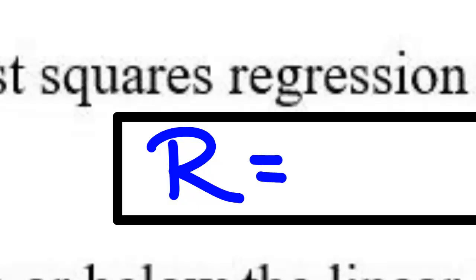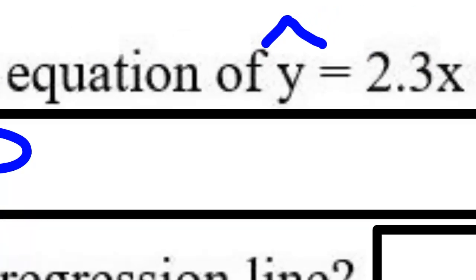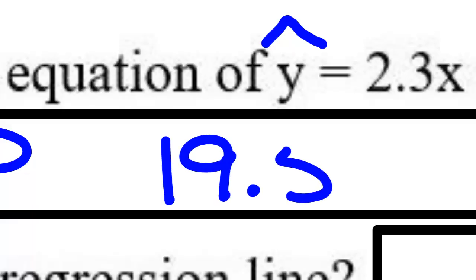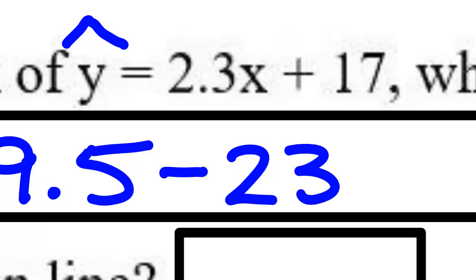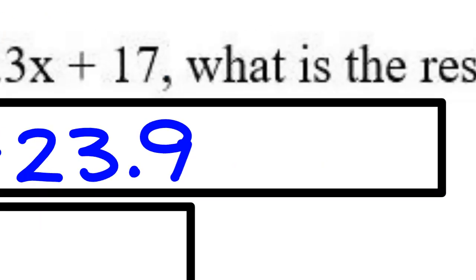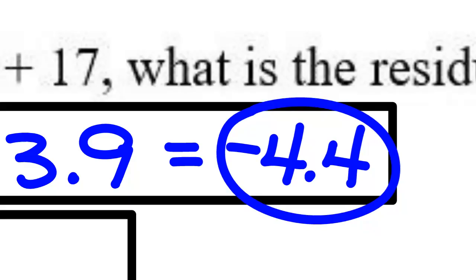How do you calculate a residual again? Residual equals actual minus predicted. So what would the actual be here? 19.5, because we're always looking at the output when we subtract to get our residual. 19.5 minus, does anybody have a predicted amount? 23.9. And so when you subtract those, you get what? Negative 4.4. There's our residual.